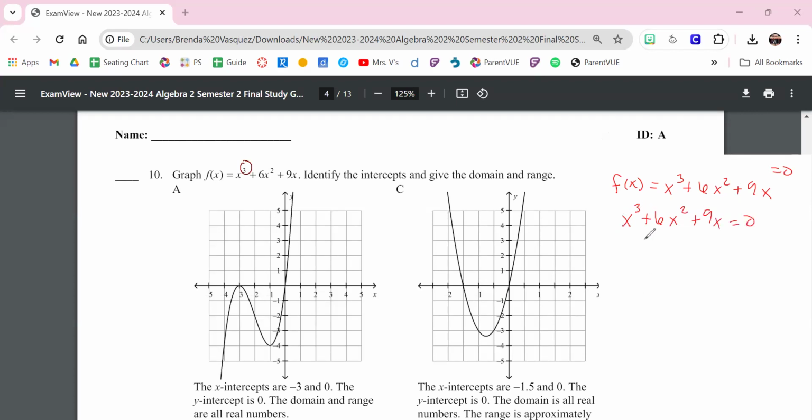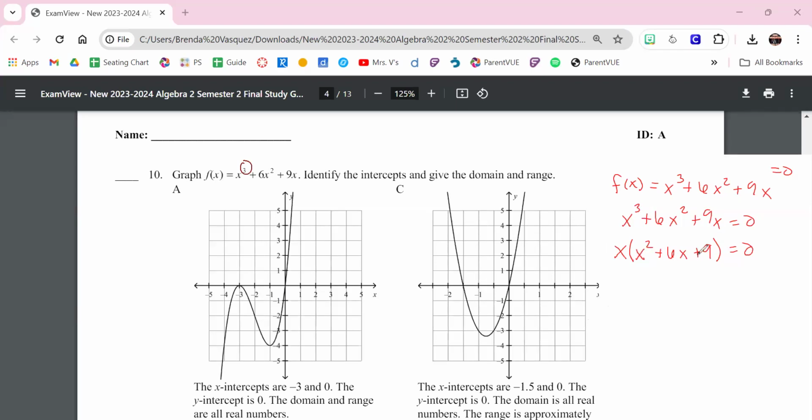Let's see if we can factor it. What do you guys see in common? The x's. So let's factor that one out. x. We're left with x squared plus 6x plus 9 equals 0.